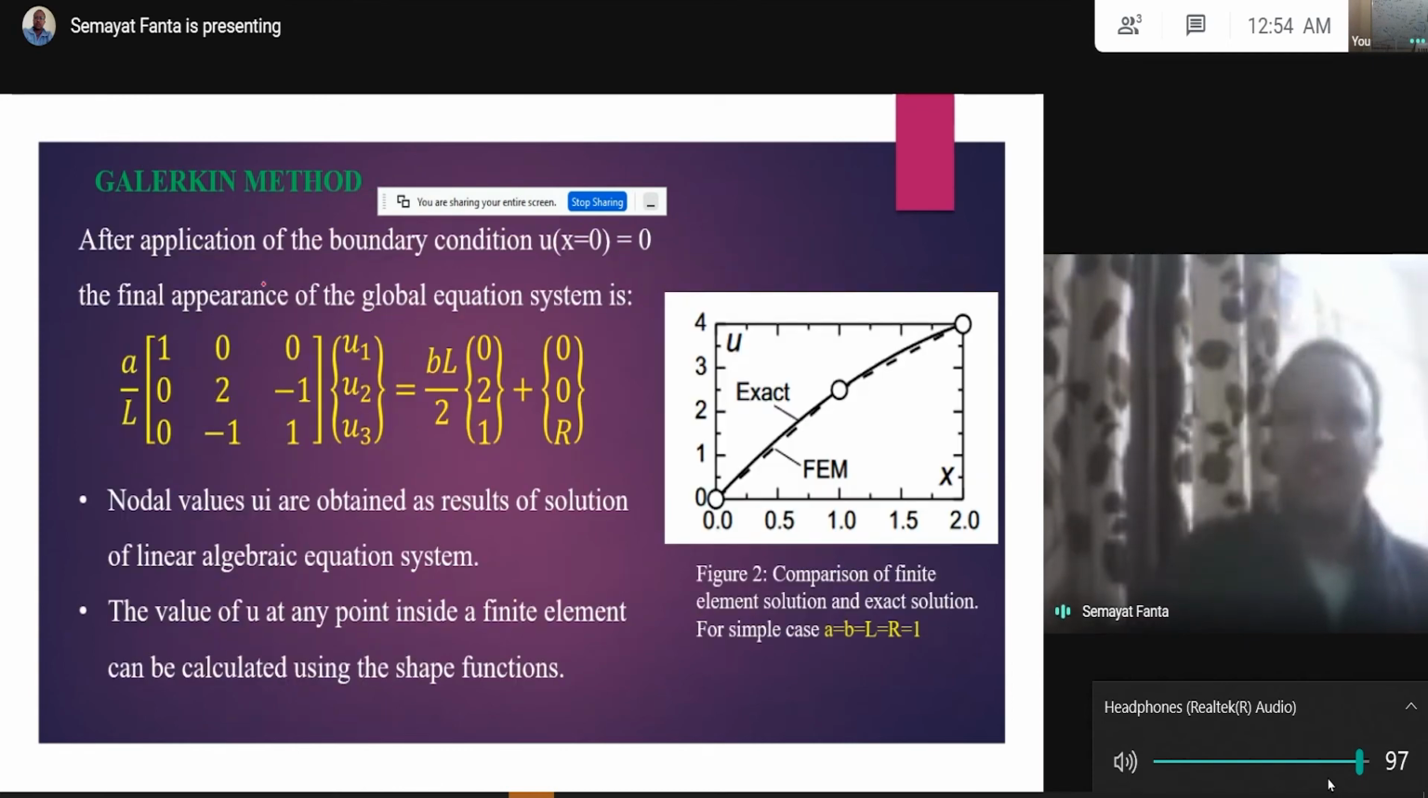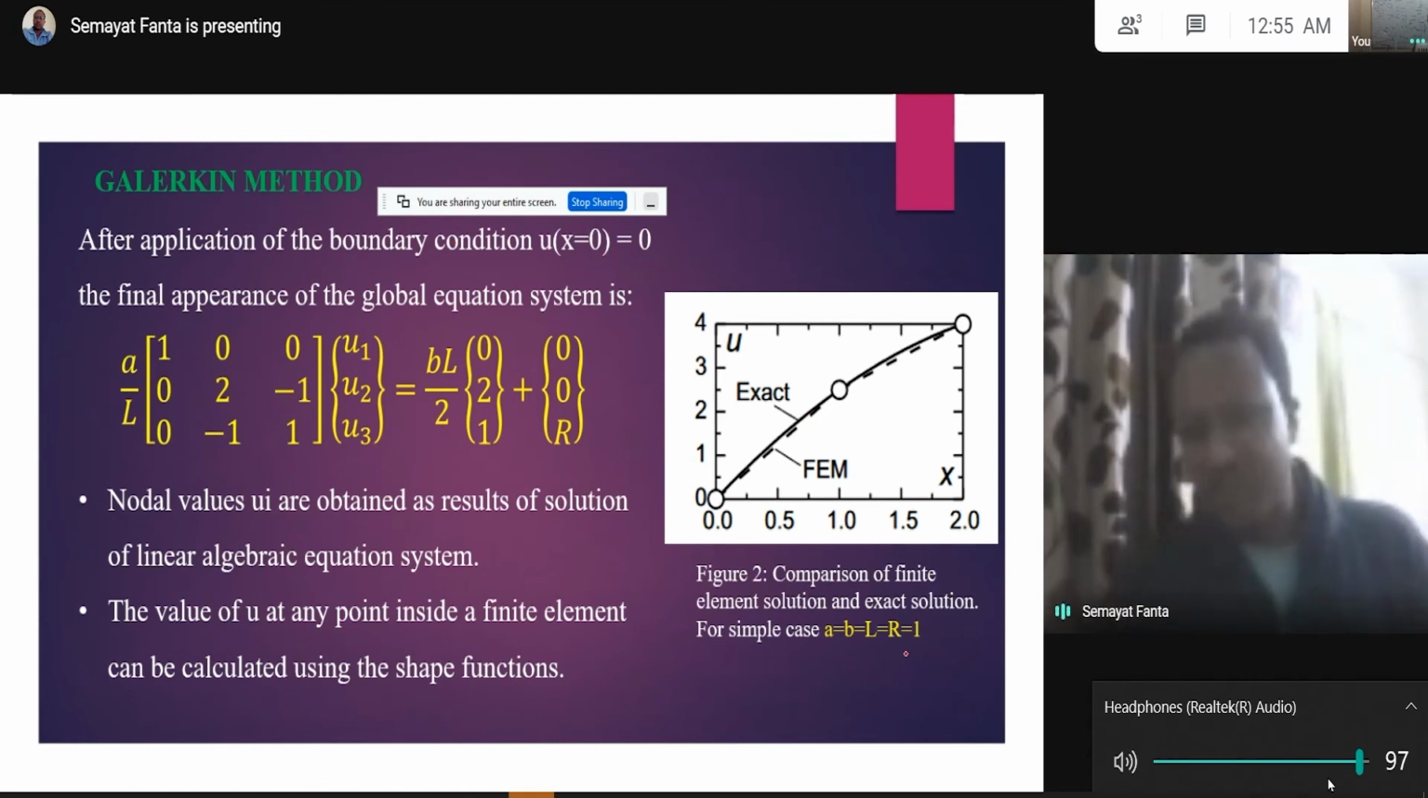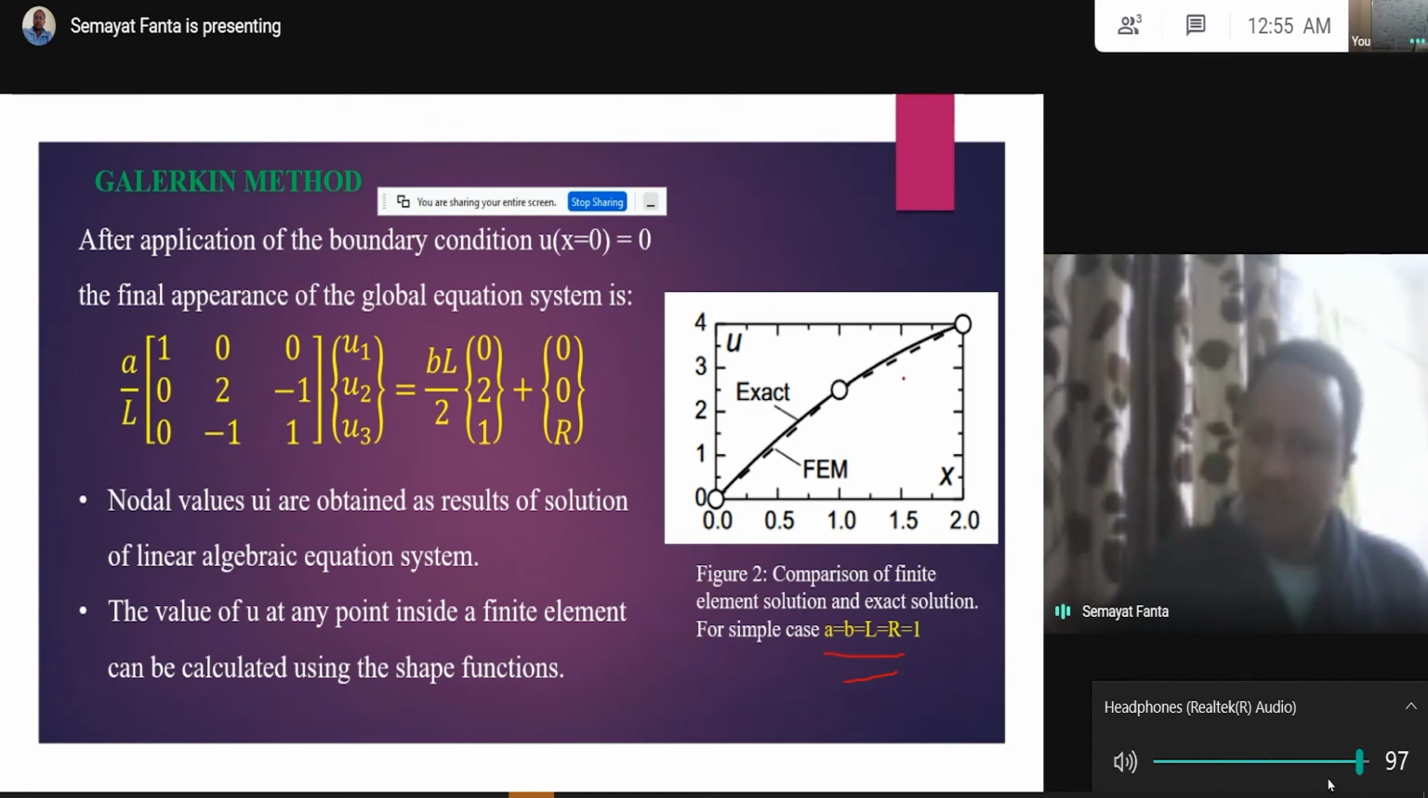So finally, substituting some values, let the A value equal 1, let the length L be 1, and the applied load R equal 1. Finally, for this particular case, this is the solution. The solid line shows the exact solution, and the dotted line represents the FEM solution. Okay, so this is the solution.